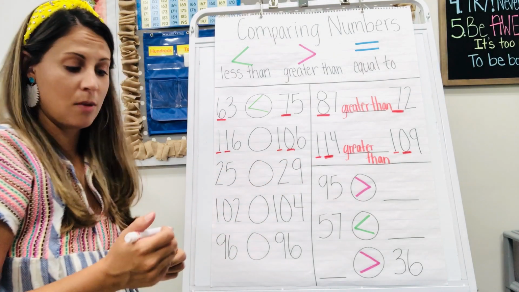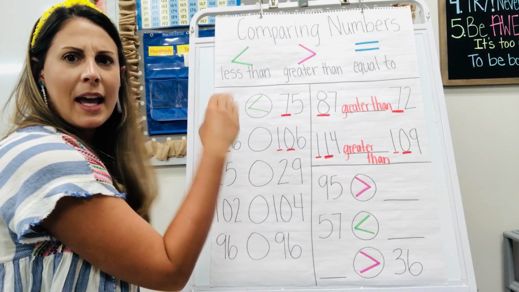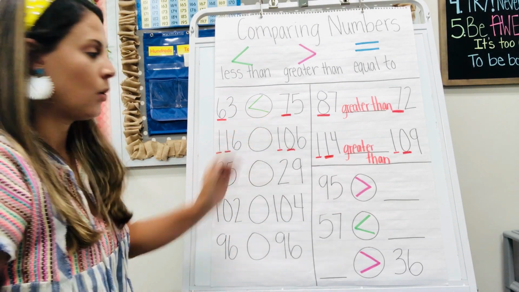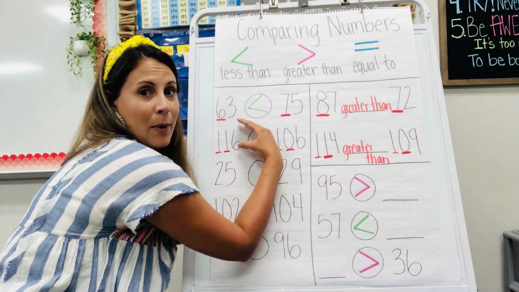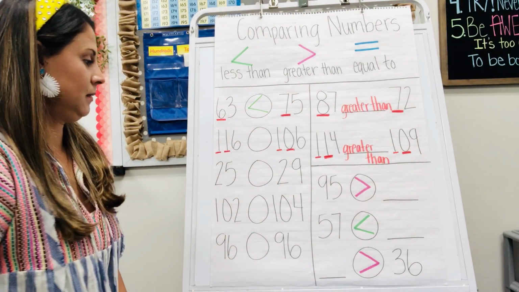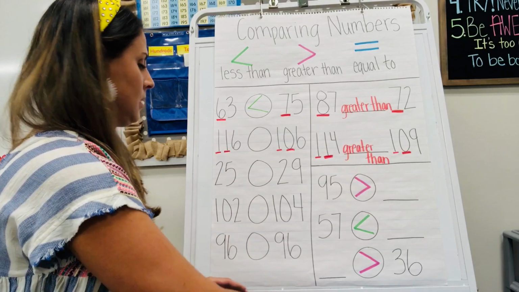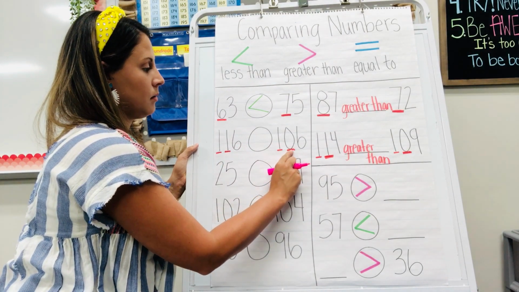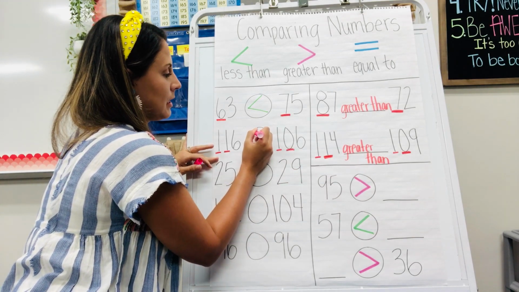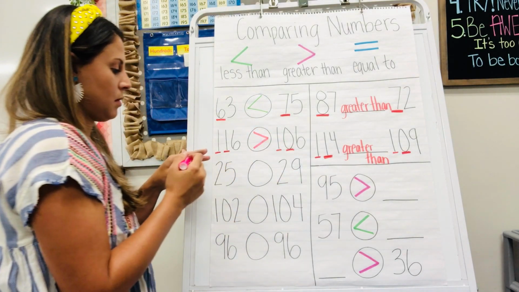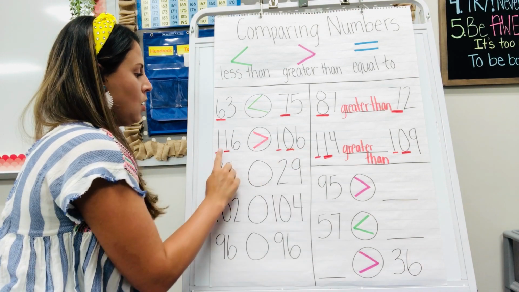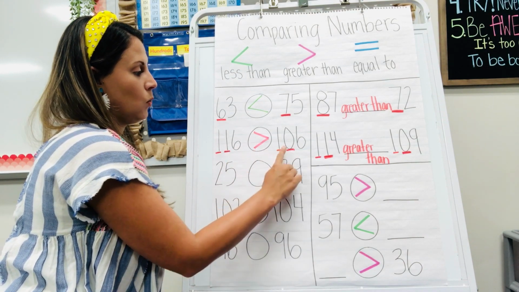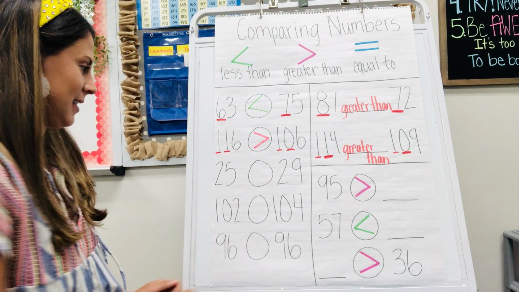If you want to, you can show me with your hand. Which way will the sign go? Will it go this way, or will it go that way? All right, so we know 1 is greater than 0. So we know 116 is the greater number. So let's read it from left to right. 116 is greater than 106.